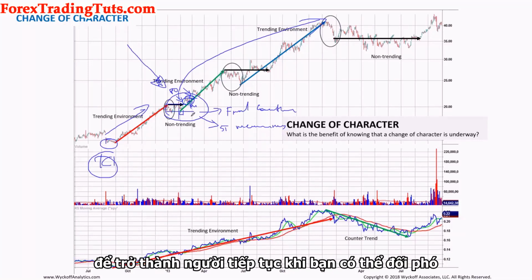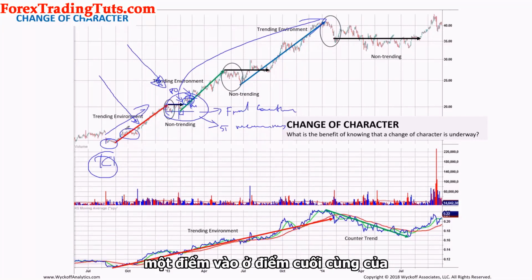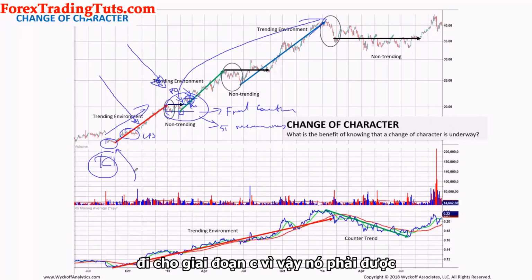Once you can deal with that, could you identify to me in the middle of the sign of strength rally a point of entry there? Or maybe a point of entry on the last point of support in phase C or even D. And only after that, go for phase C. So it has to be sequential, the way how you educate yourself.